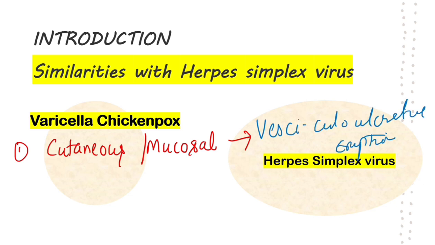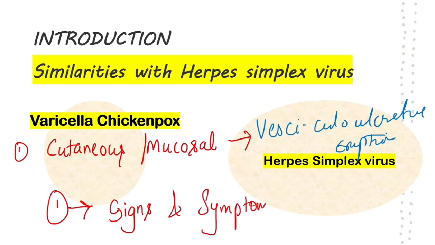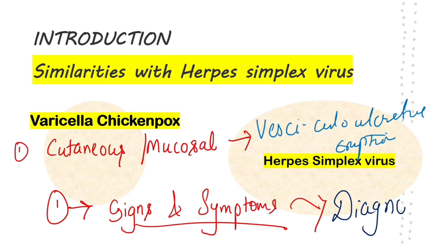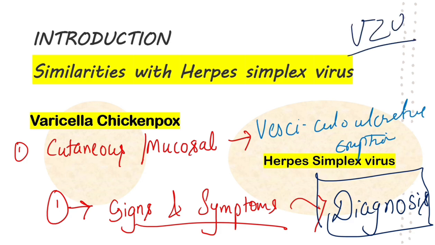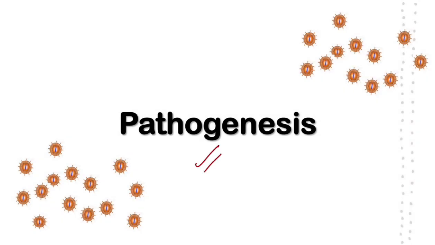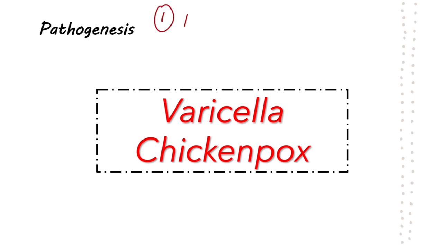While there are striking similarities between the varicella zoster viral infections and herpes zoster viral infections, there are certain signs and symptoms that appear to be distinct in each infection. Now, understanding these unique characteristic differences is important for us for accurate diagnosis and effective management in the cases of varicella zoster viral infections. Now, we will talk about pathogenesis or how the virus infects a host.